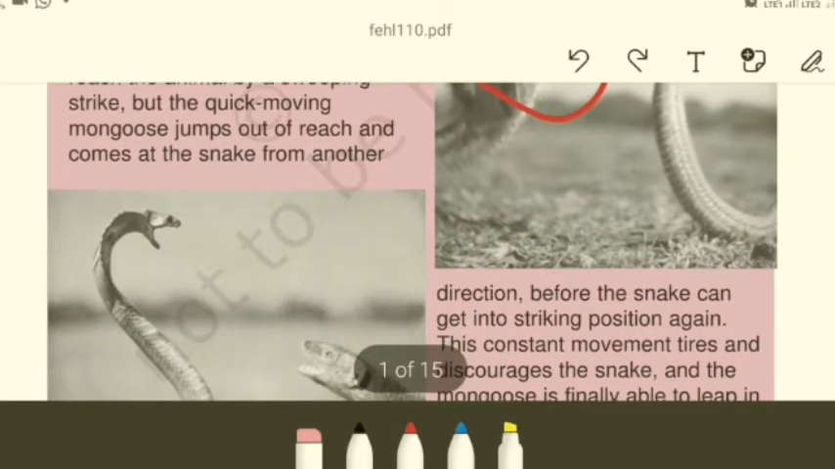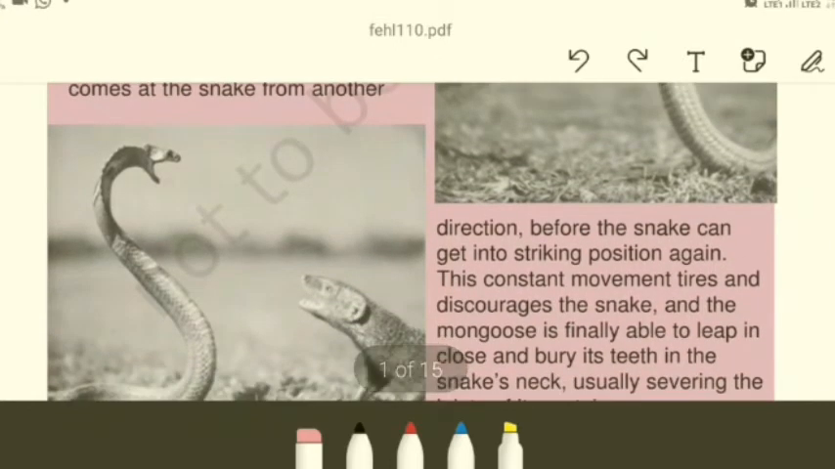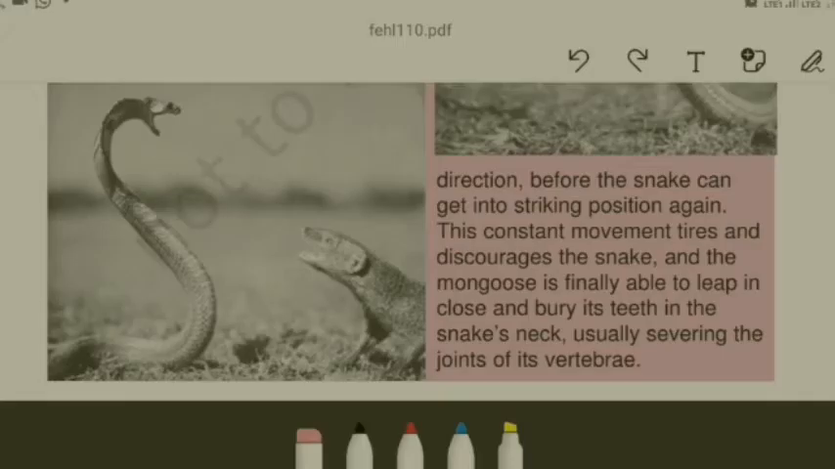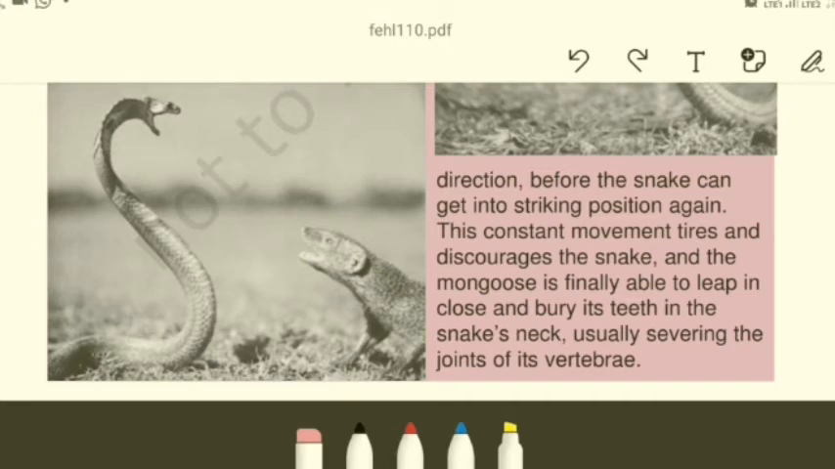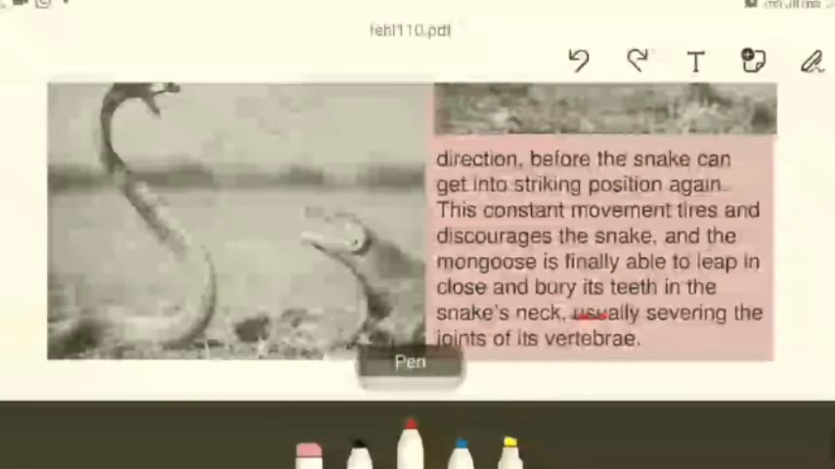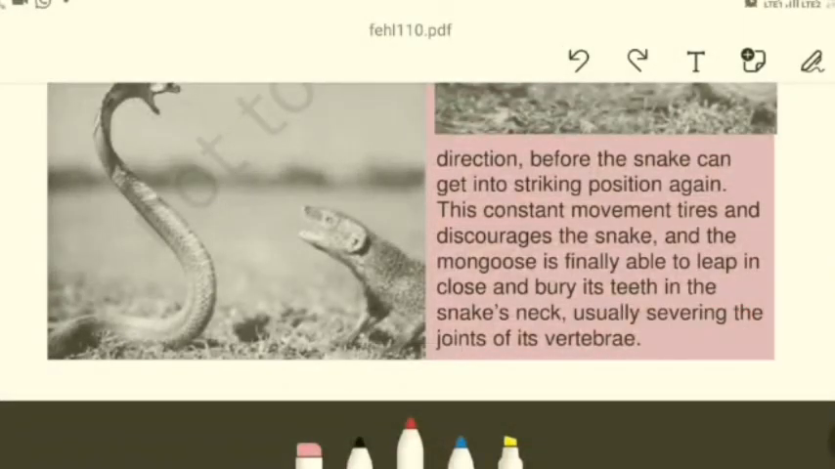See, the mongoose comes out at the snake from another direction before the snake can get into the striking position. This is what the mongoose does. Clear? It slowly vanquishes and attacks and strikes. This constant movement tires and discourages the snake, and the mongoose is finally able to leap close and bury its teeth into the snake's neck, usually severing the joints of its vertebrae. So what happened? It kind of cracks the joint of the snake's vertebrae, thereby killing it.